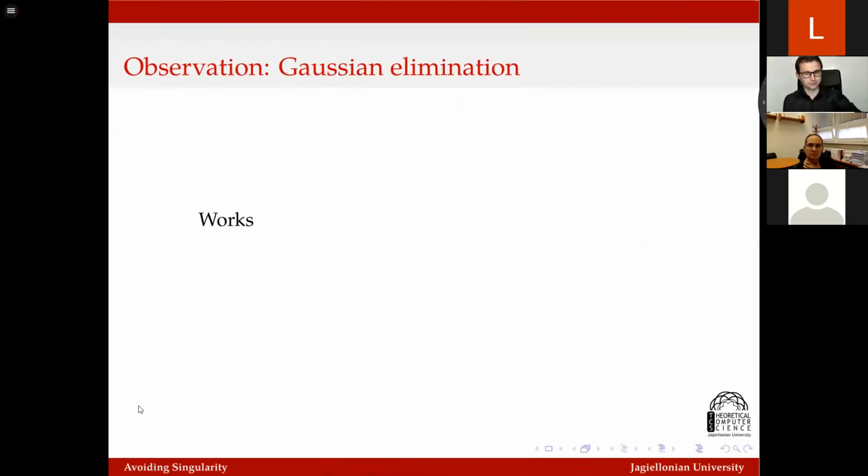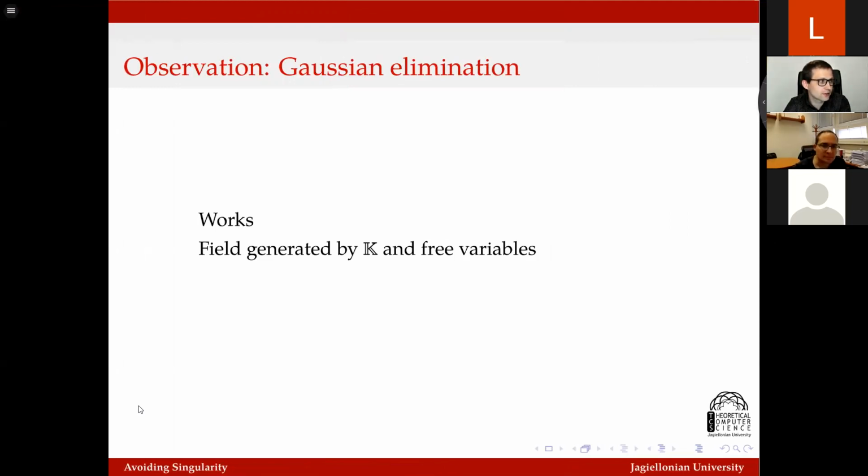Okay, so now the next observation is that maybe it's a good idea to see how Gaussian elimination works. Basically, we can take our matrix with those three variables and try to do Gaussian elimination. And we have to do it in the field generated by the scalars and the three variables.